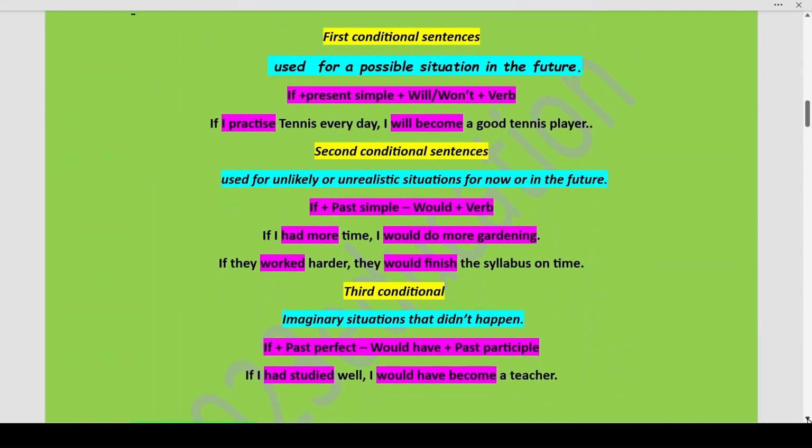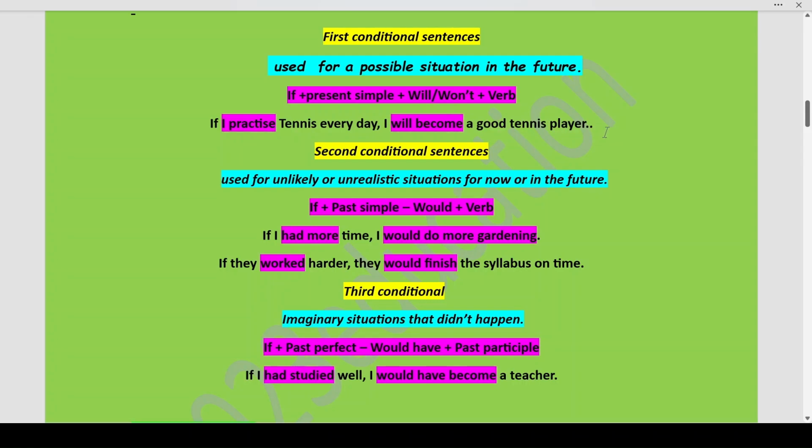Now, the first conditional sentence is used for a possible situation in the future, whose format is if plus present simple, plus will or won't, depending on whether it is a positive or a negative sentence, plus the verb. Now, example: if I practice tennis every day, I will become a good tennis player. See, this sentence is given to you.